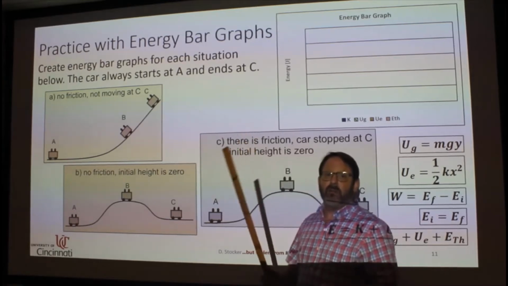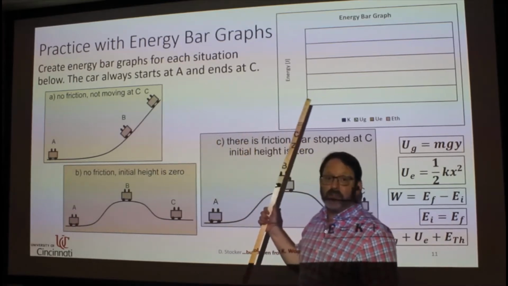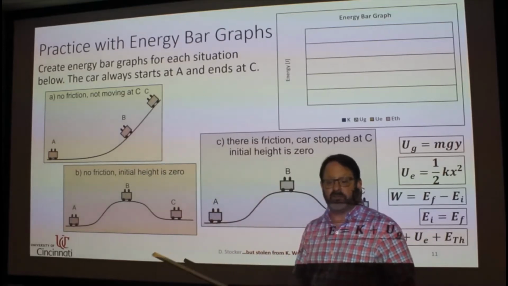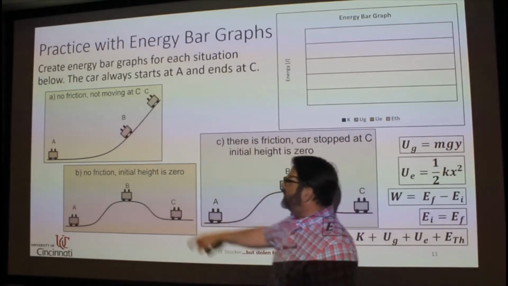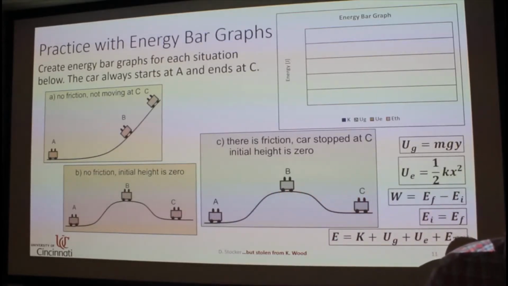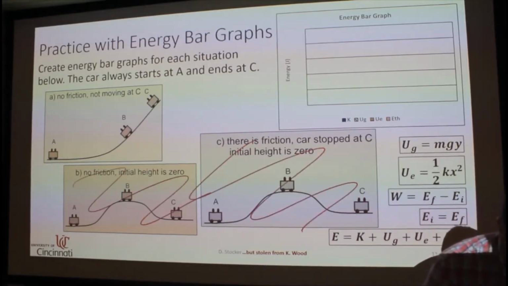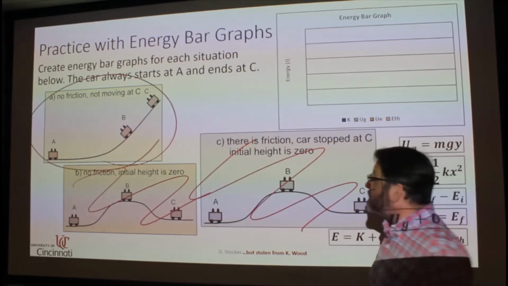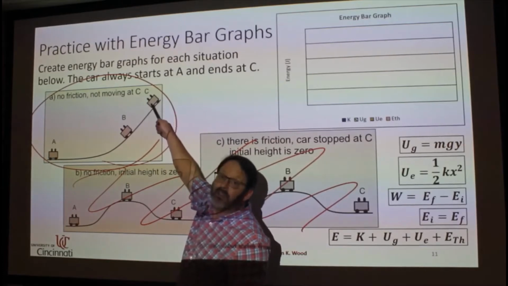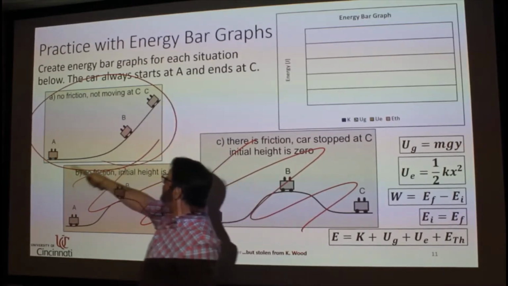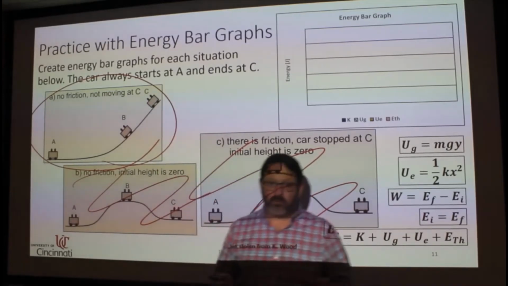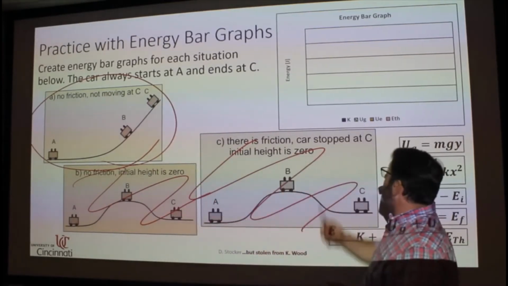In this video, I'll be showing you how you can use energy bar graphs in 3 different example situations. So first, we will look at A. Not looking at those two, just the first one there. There is no friction, it is not moving at C, and it started at A. Which kinds of energy do we have?